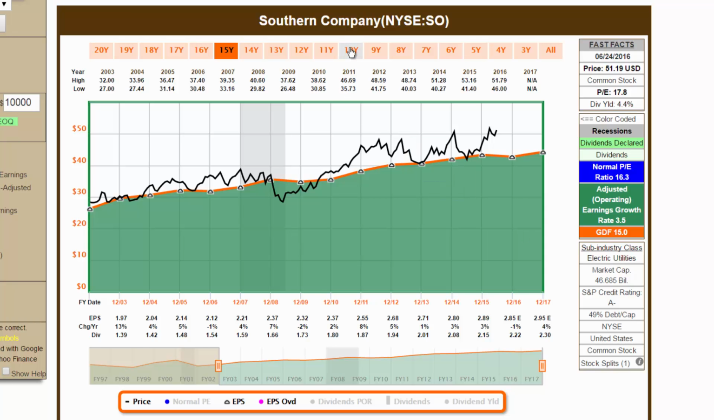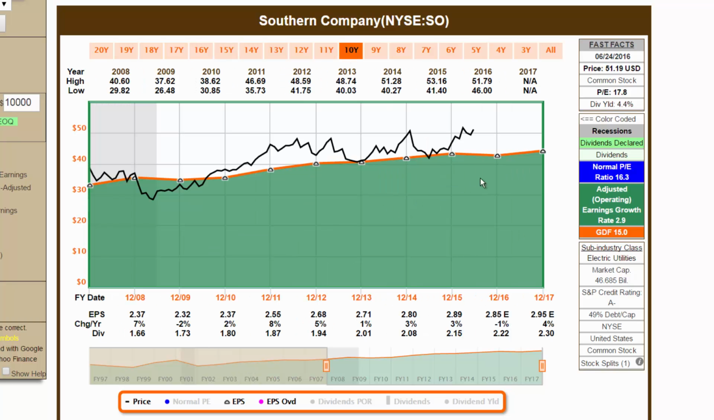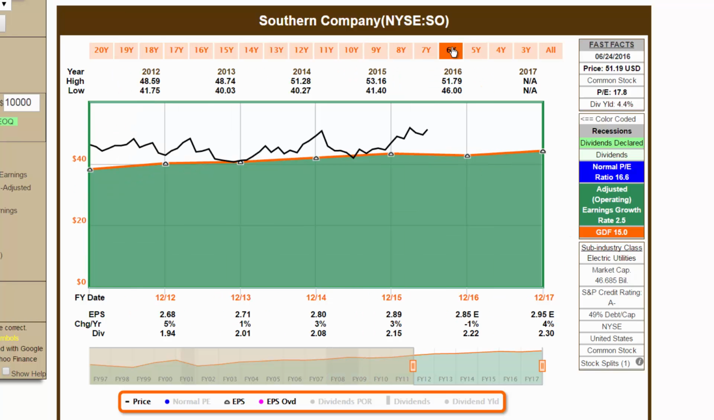And again, remember that the slope of this line adjusts even though the PE ratio is staying the same in all these examples. Here we have a 2.5% growth rate, which means this line is only growing by 2.5%, but we still have the same 15 PE ratio.